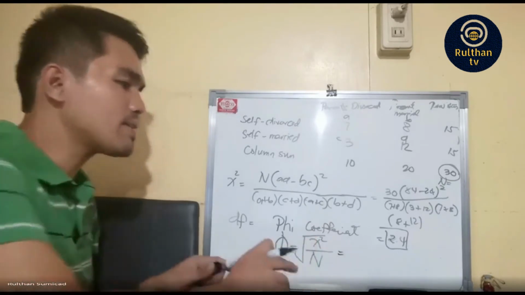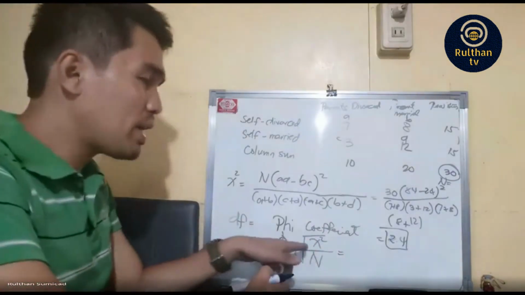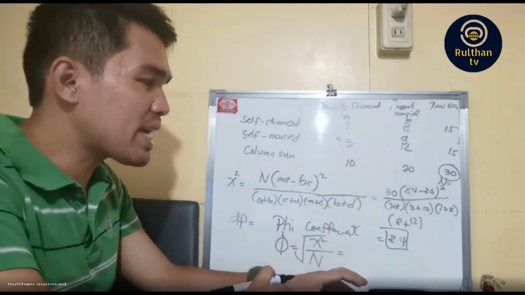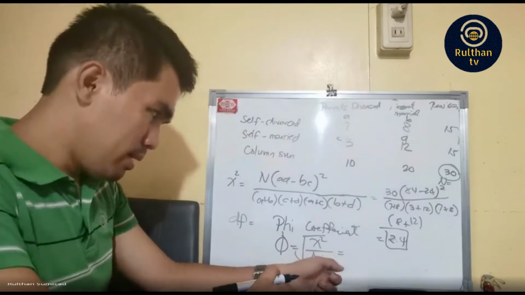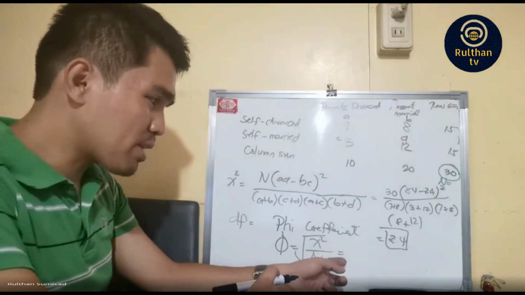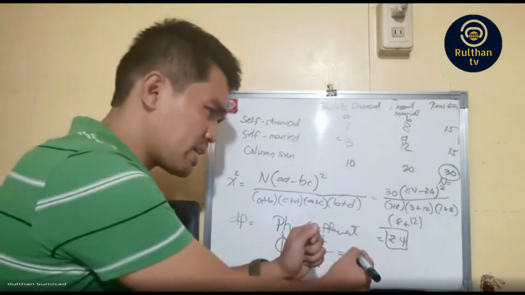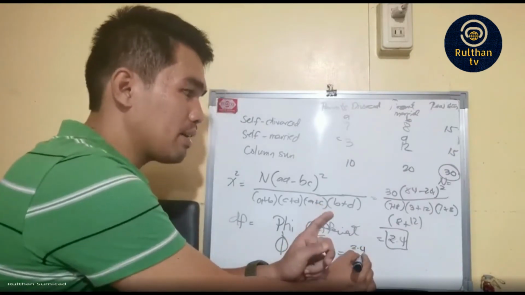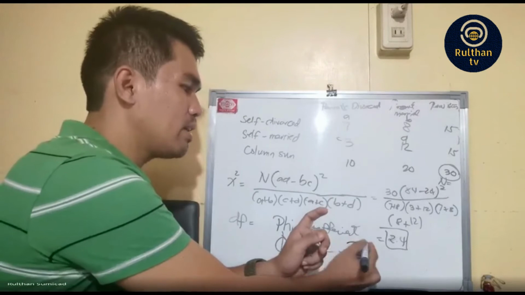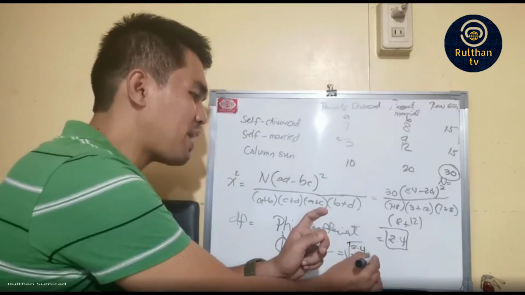So in this case, what is our result here? We fail to reject the null, meaning to say there is no association at all. But for the purpose of computation here, our chi-square is 2.4 divided by 30, which is our n. Get the square root. What is our phi value?